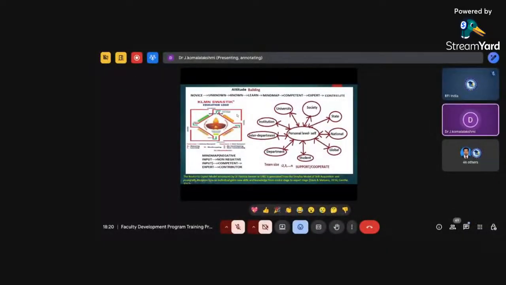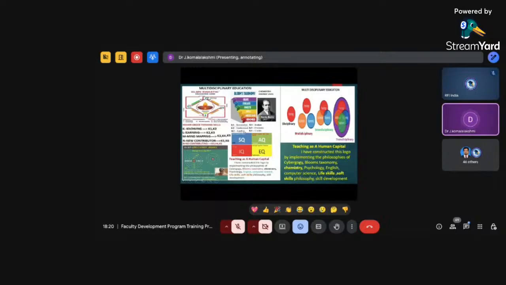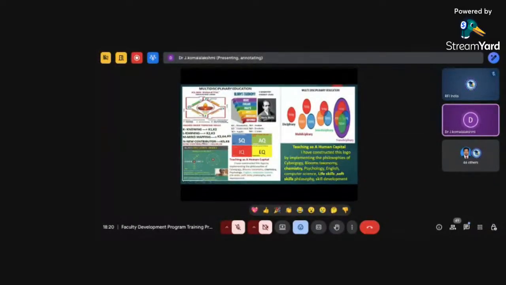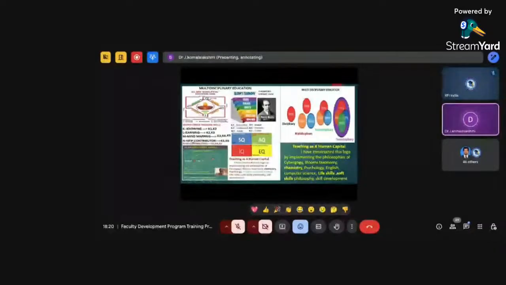So attitude building is also a new skill. It is also input, process, output. So this is learning all these things. So this is attitude building and multidisciplinary education. As we move from knowing, when we are in the beginning stage, we all know we are in the novice state. Then we move to knowing and learning and mind mapping, and then new contributing.